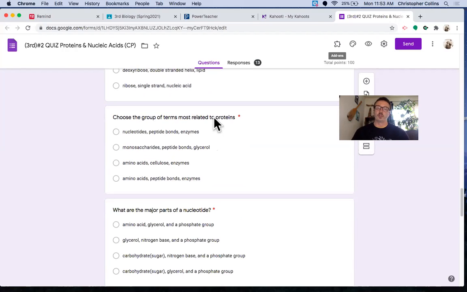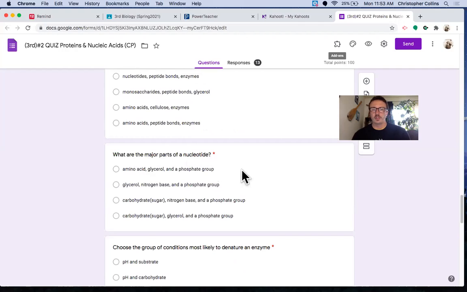Choose the group most related to proteins. Let's see here. So I'm going to be looking for amino acids, right? And I see amino acids down here, and I'm like, oh, shoot, now I have to choose between these two. And I see enzymes in both. So here I'm trying to decide between cellulose and peptide bonds. We've already talked a lot about peptide bonds and how they're used to build proteins. So I already know this is the correct answer. Now, you can also do process elimination. I know that cellulose is a carbohydrate, it's a sugar. So it has no business being in this list. So D is the best answer.